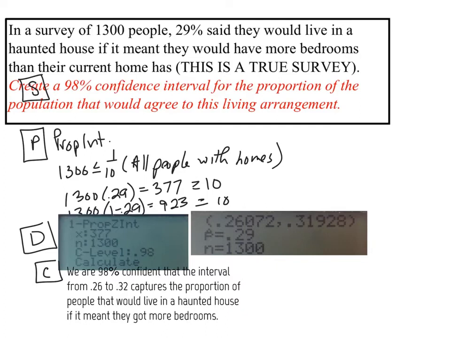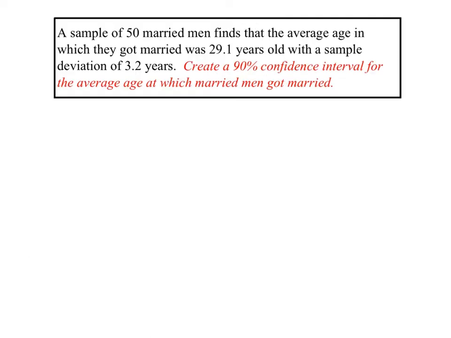All right, let's move on to a different example. In a sample of 50 married men, a study finds that the average age at which they got married was 29.1 with a standard deviation of 3.2. All right, so again, I felt like we probably had enough practice. So this is our state, our plan. We're going to make a T interval. Okay, we hope we have a simple random sample. Of course, 50 is less than or equal to 1/10 of all married men.